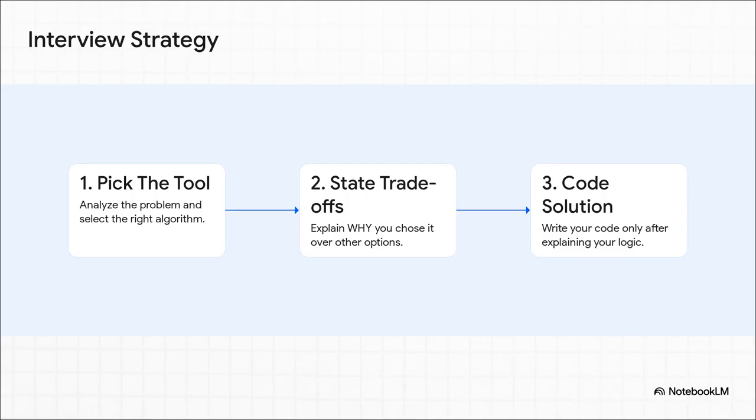So all of this comes together in a simple three-step strategy for your interview. Step 1, look at the problem and pick the right tool for the job. Step 2, and this is the most important part, state the trade-offs out loud. Actually say, I'm going to use merge sort here because I need a stable sort, even though quick sort might be faster. Then, and only then, do you start to code.